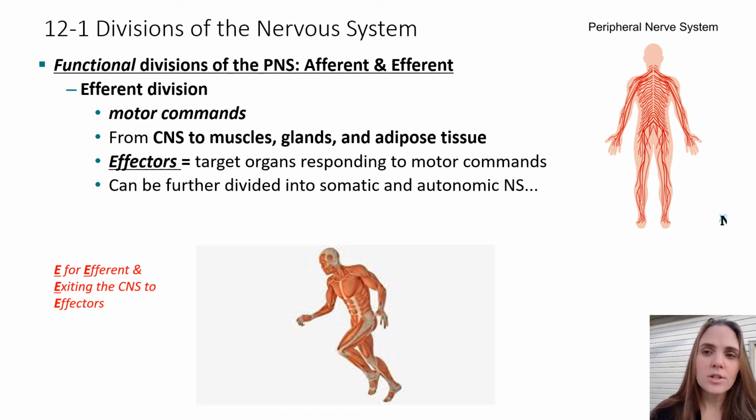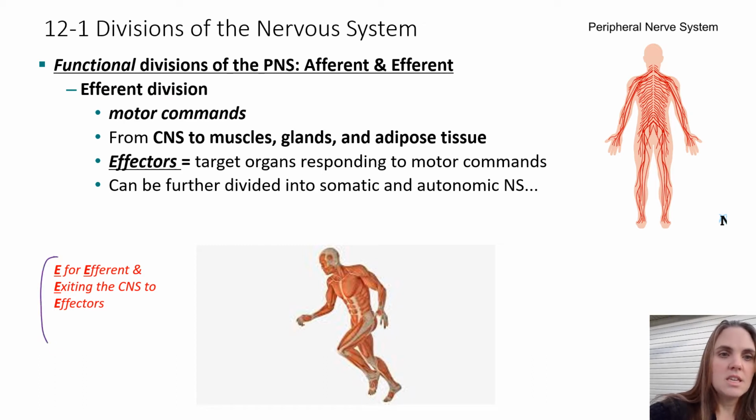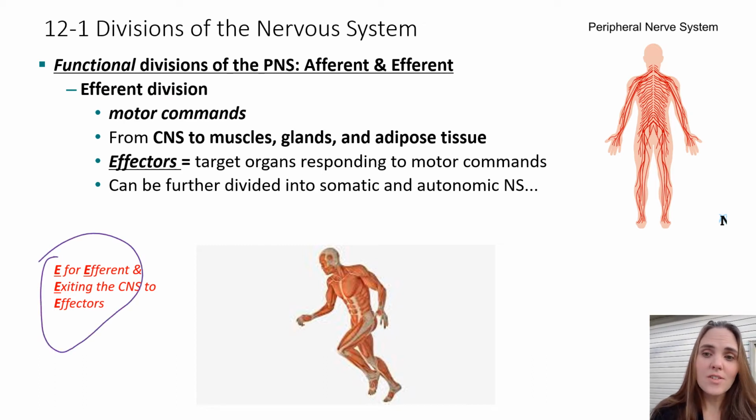So that was the afferent division that we just mentioned. Then we also have the efferent division. The efferent division is going to be carrying motor commands from the central nervous system out to muscles, glands, and adipose tissue. So for this one, I say E is for efferent, exiting the CNS and going to our effectors. So when we say effectors, that's the target organ that's responding to these motor commands that are being carried away from the brain and spinal cord.